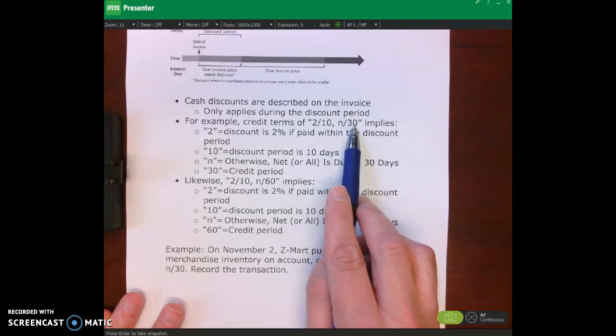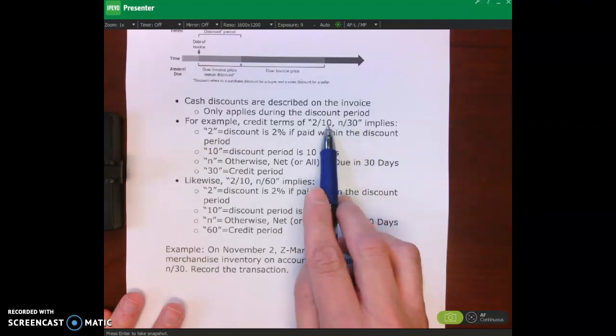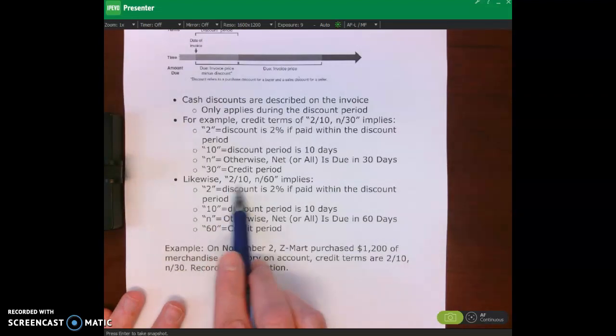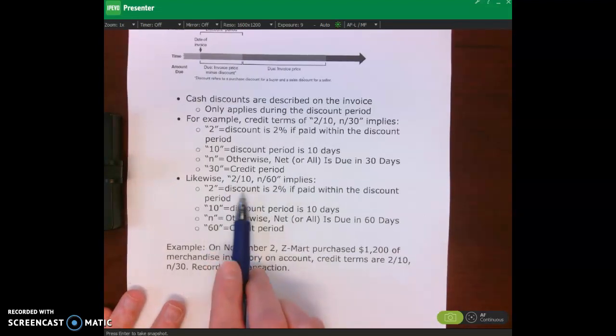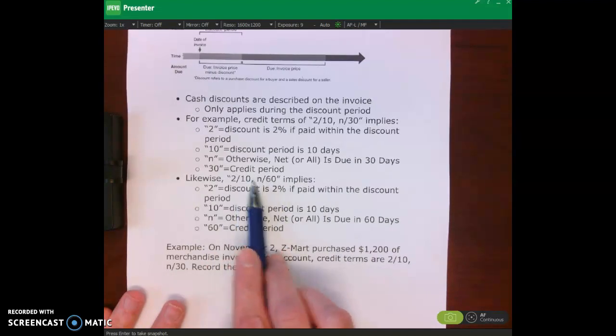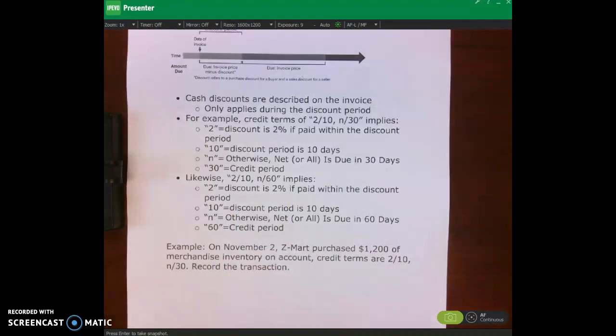This is the credit period in days. This is the discount period in days. This is the purchase discount percentage. Same thing over here, 2, 10, and 30. That means 2% if paid within the discount period, which is 10 days. Otherwise, the full amount is due within 60 days. Okay? So let's look at our example here.